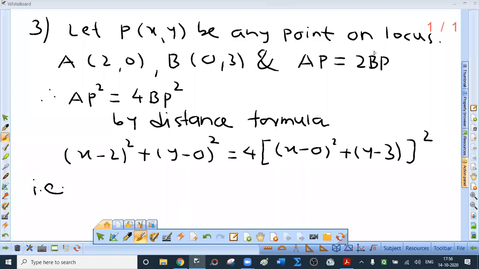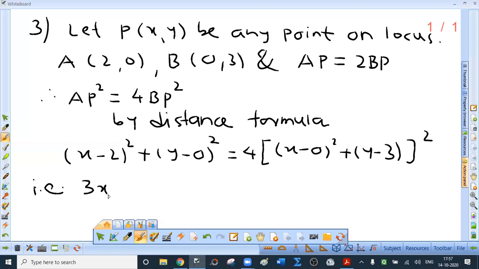Sum number 3. If A (2, 0) and B (0, 3) are two points, find the equation of the locus of the point P such that AP equal to 2BP. So as usual, let P(x, y) be any point on the locus. A (2, 0), B (0, 3) are the given points. What is the geometrical condition? AP equal to 2BP. Actually, you can use the distance formula in this step or first square. So AP square is not 2BP square, it is 4BP square. Use the distance formula, simplify, tell me what is the answer.